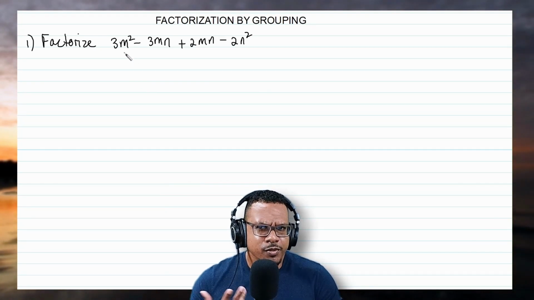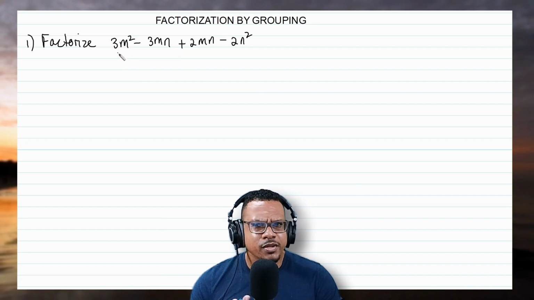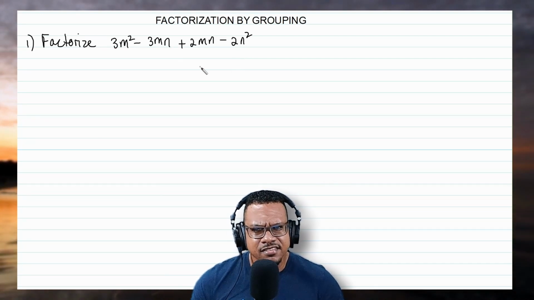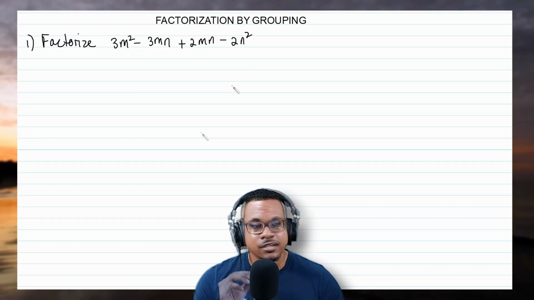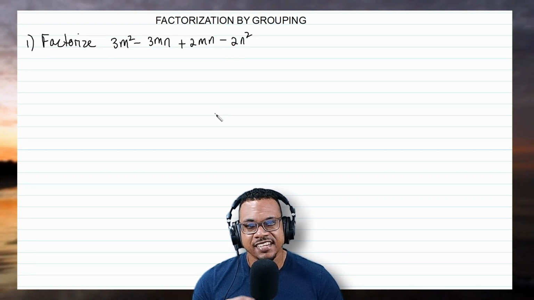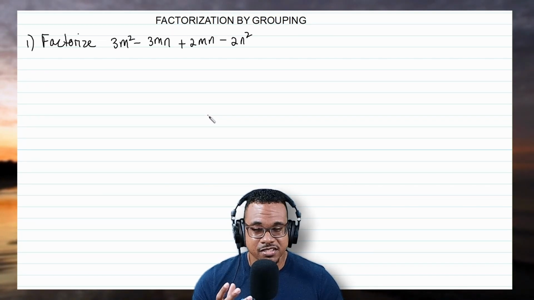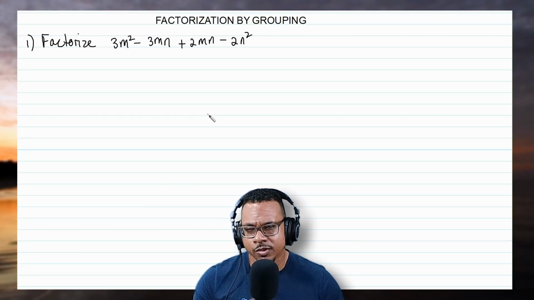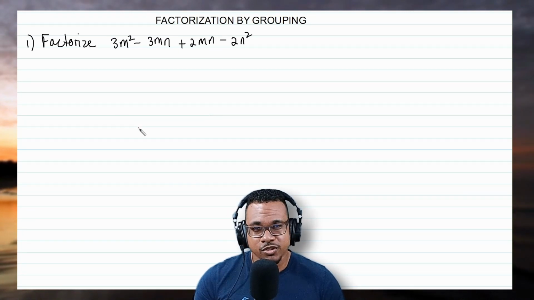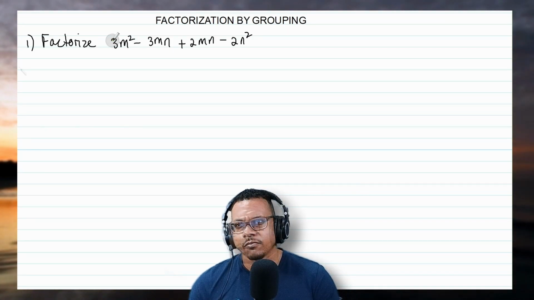So when we look at all 4 terms here, there's nothing that could go into all 4 terms except 1. Whenever you have 4 terms and there's nothing that can go into all 4 terms except 1, you have to look at the possibility that maybe it's a factorization by grouping question. So now what we're going to do is look at 2 terms at a time.